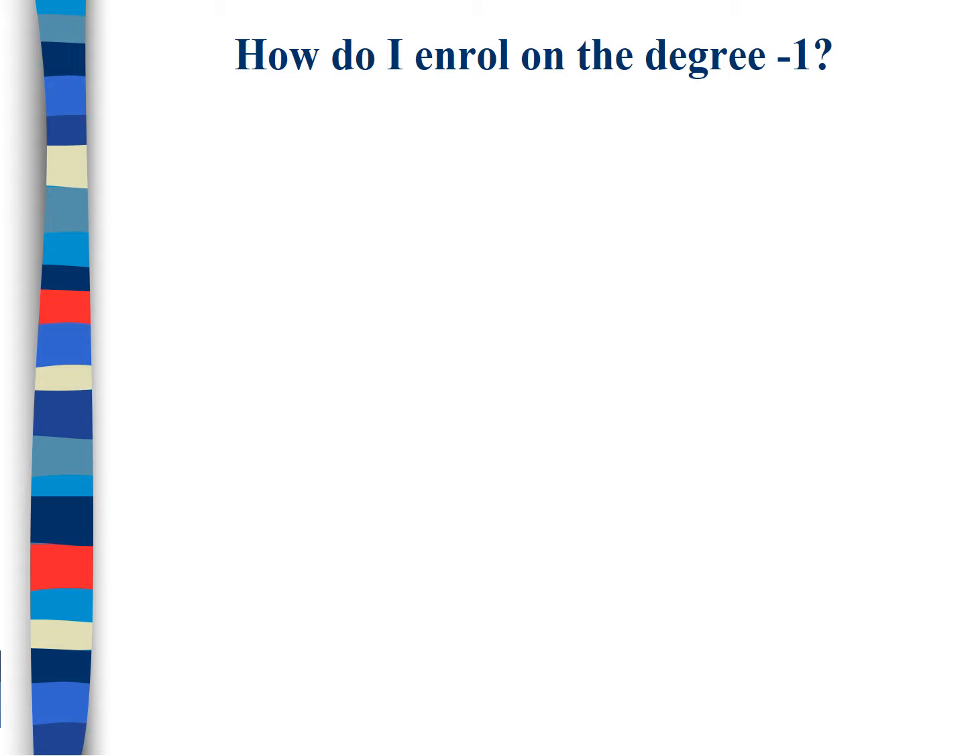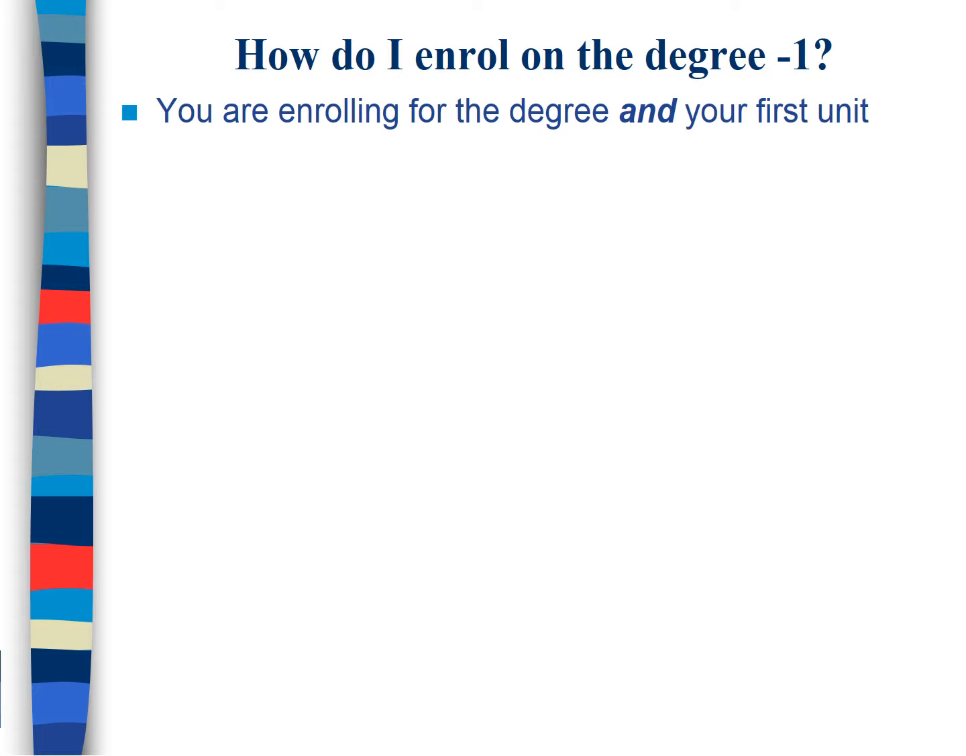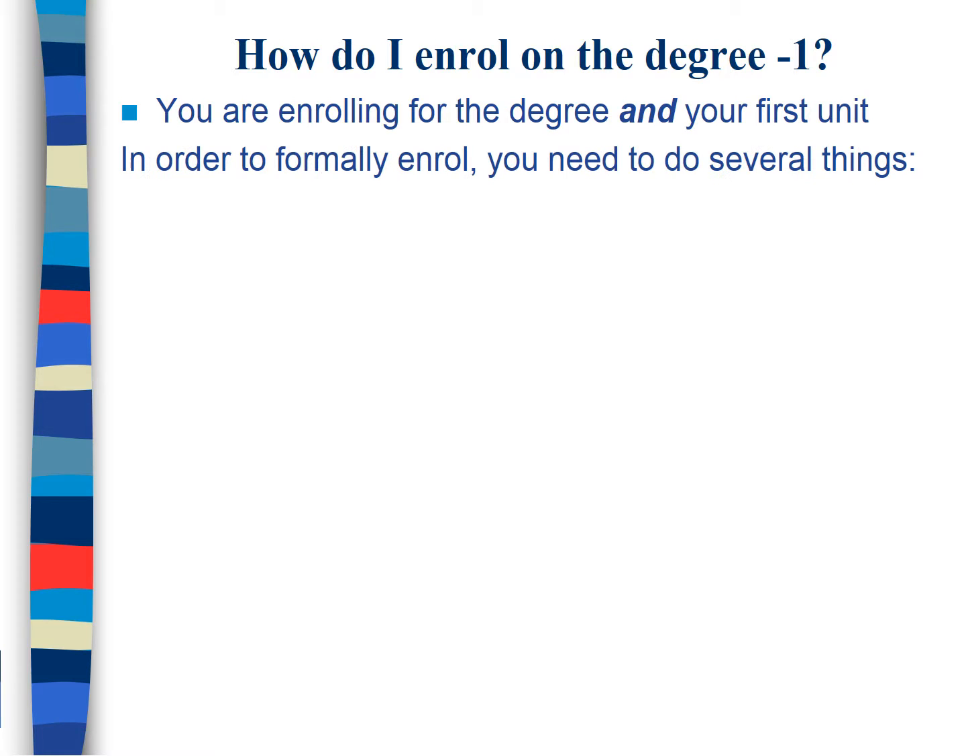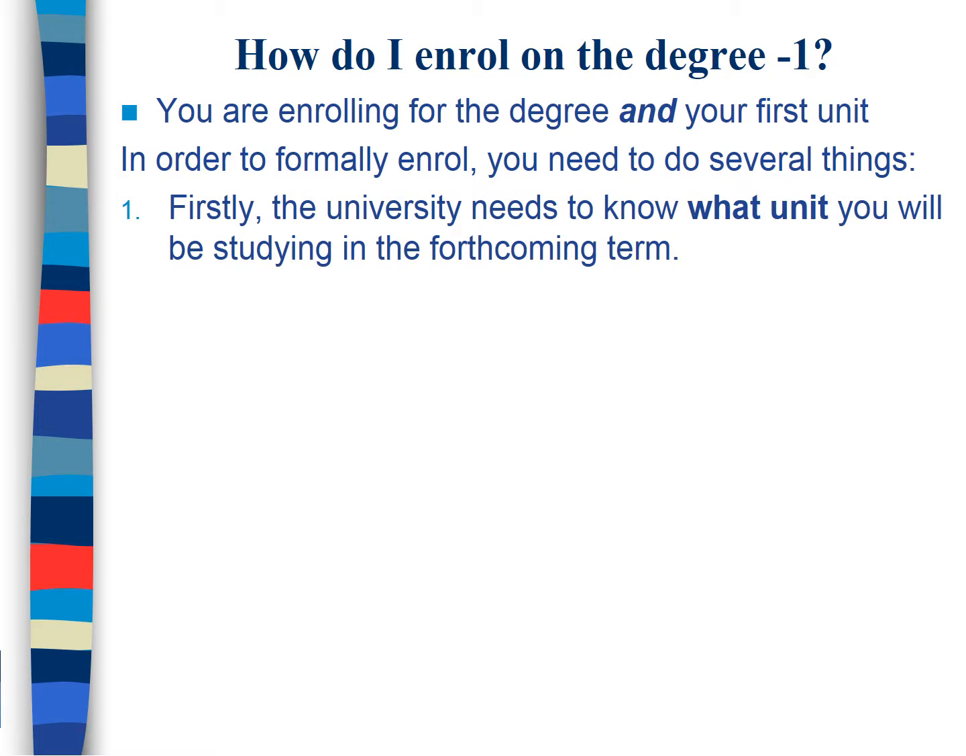To become a bona fide MMU student, and in order to access all the university resources, you need to formally enrol on the university system. When you enrol, you are enrolling for the degree and your first unit. In order to do this, there are several things you need to do. I will take you through these step by step.